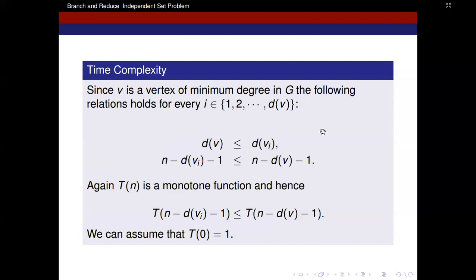Yes, sir. Now, since T(n) is a monotone function, this relation also holds. That is, T of n minus dvi minus 1 is less than this, since this part is smaller, so its time will be smaller. This part is larger, so its time will be larger. So this relation will hold. Is it all clear? And we assume that T(0) equals 1, or we can assume T(0) equals C also.